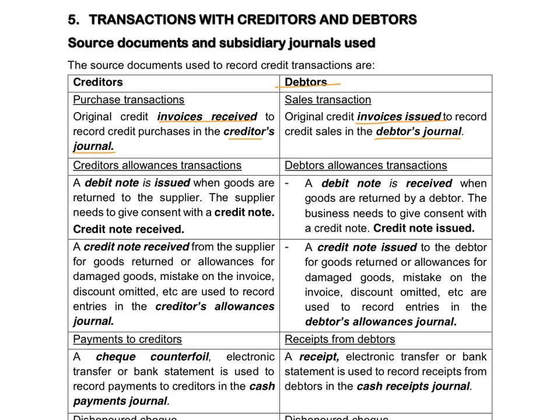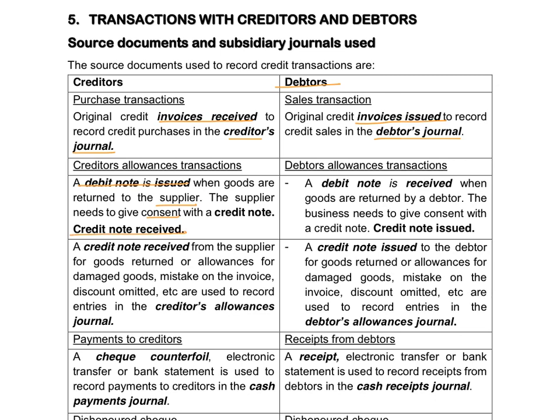The second journal is the creditor's allowances for transactions when we want to reduce the amount that we owe the creditors or the debtors owe us. So if it is a return of goods to the creditor, a debit note will be issued by your business that will go with the goods to the supplier that you return the goods to. The supplier then gives consent by giving a credit note. So we will receive a credit note.